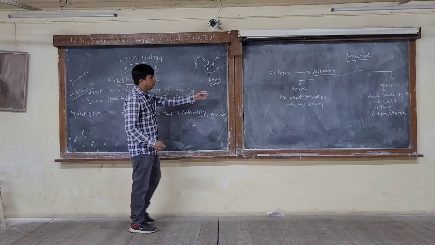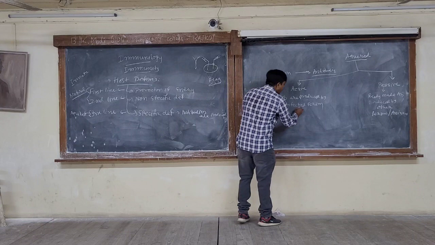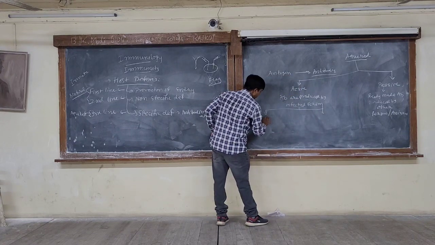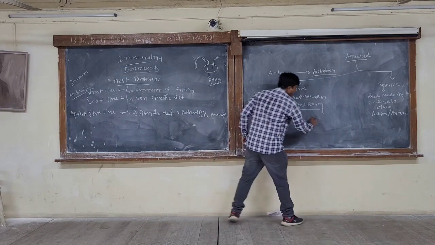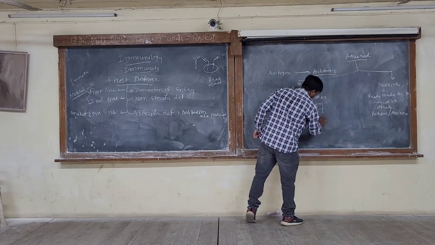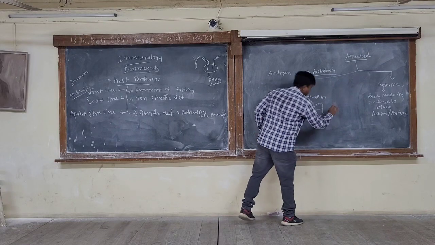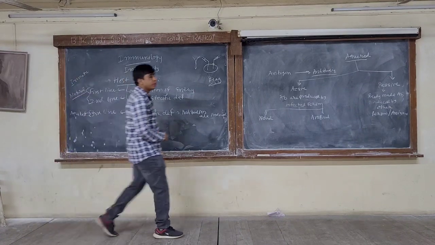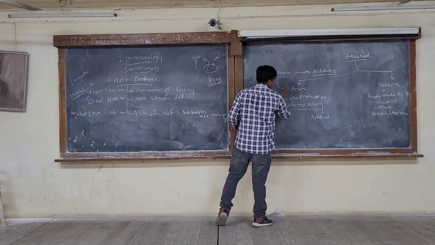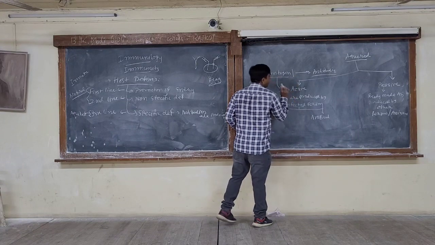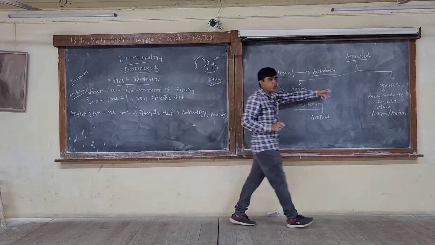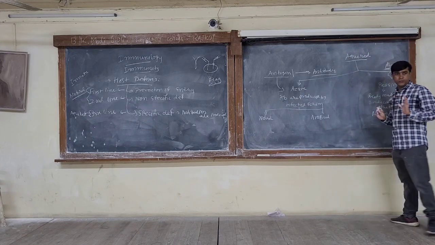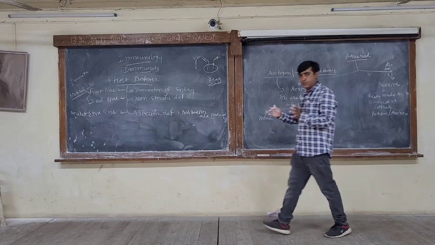In case of active immunity, this can be further categorized in two categories: natural or naturally acquired active immunity and artificial or artificially acquired active immunity. In both cases, antigen enters the body and it triggers the antibody production. While in case of passive immunity, antibody is given directly to the person. That is the principal difference between active and passive immunity.